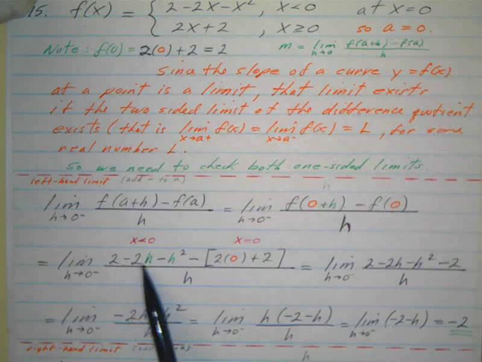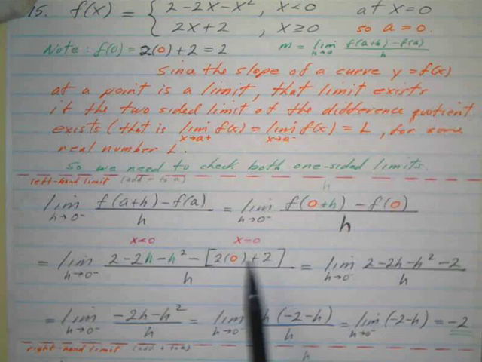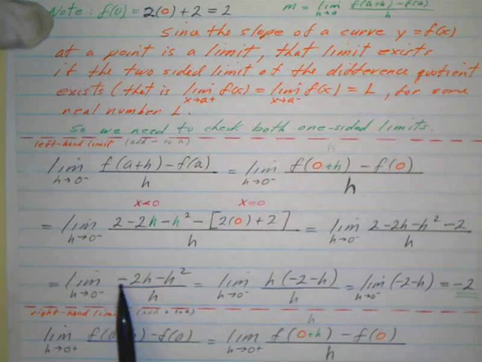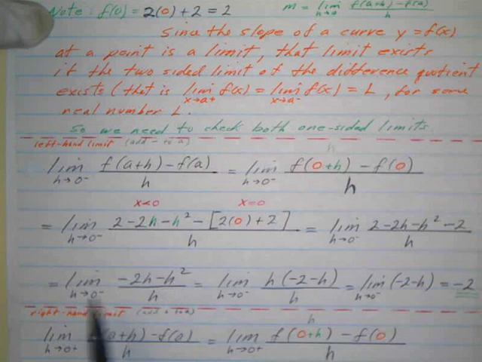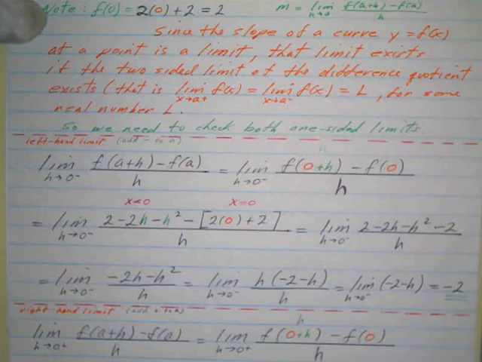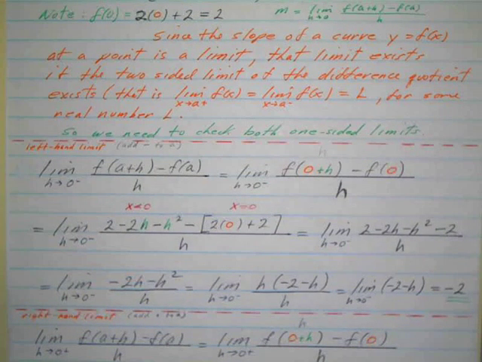So that's going to be 2 minus 2h minus h squared. 2 times 0 is 0, so I've got 2, negative 2. The 2's cancel. If I substitute, I get 0 over 0 because I still have an h in the denominator, so I can factor out the h. I can cancel that. I have this limit. And then when I substitute h for 0 in this limit, I get negative 2. So that's my left-hand limit.